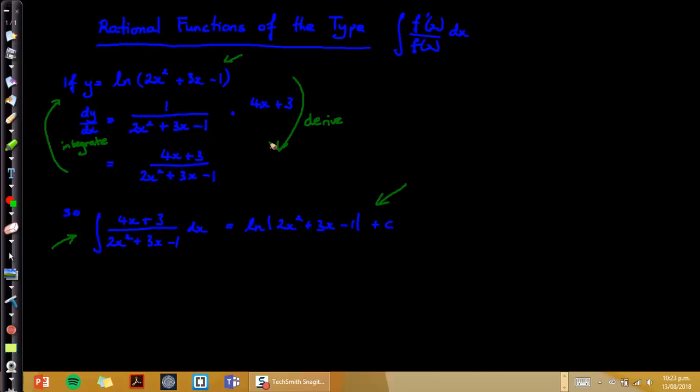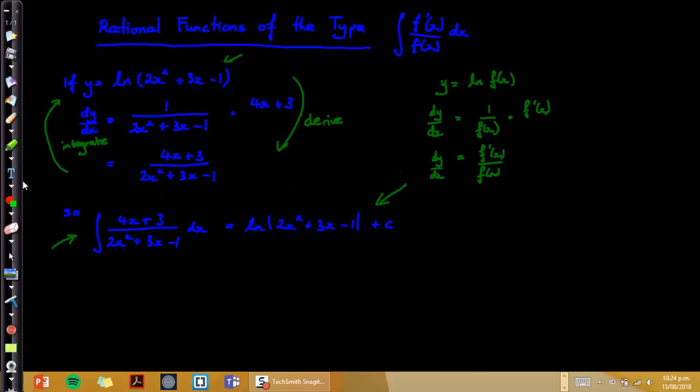So if we generalize that, if we have y equals the natural log of some function of x, and we derive that, then it should be 1 over that function of x, just like in the example on the left, but then times, since this is a composite function, the derivative of this f of x part, so we get f dash x, and combining the two we end up with f dash x over f of x for the derivative.